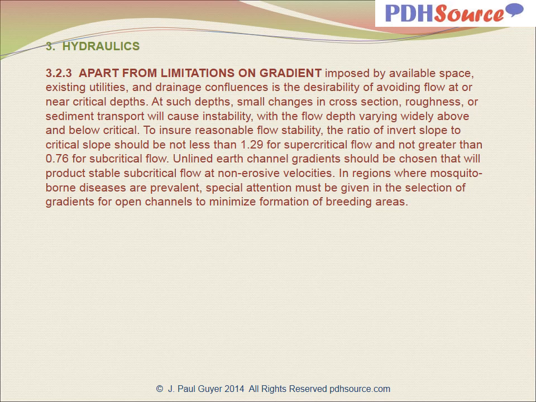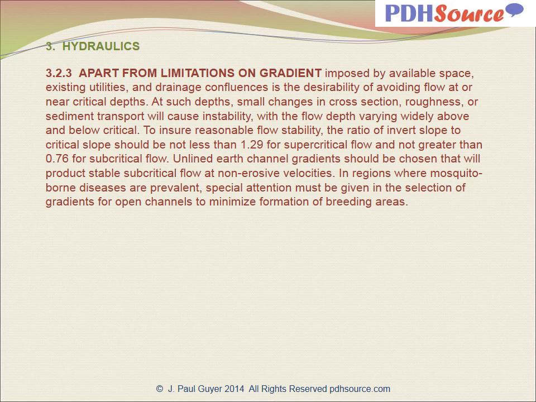Apart from limitations on gradient imposed by available space, existing utilities, and drainage confluences, there is the desirability of avoiding flow at or near critical depths. At such depths, small changes in cross-section, roughness, or sediment transport will cause instability, with the flow depth varying widely above and below critical depth. To ensure reasonable flow stability, the ratio of invert slope to critical slope should be not less than 1.29 for supercritical flow and not greater than 0.76 for subcritical flow.